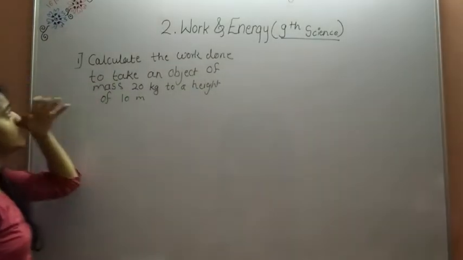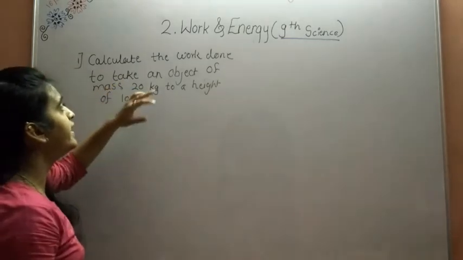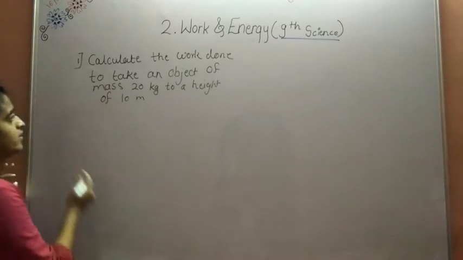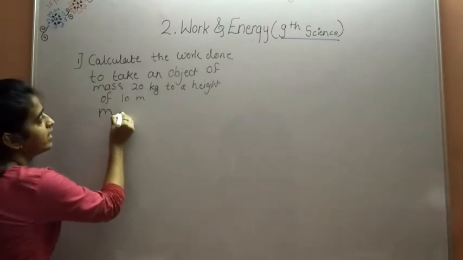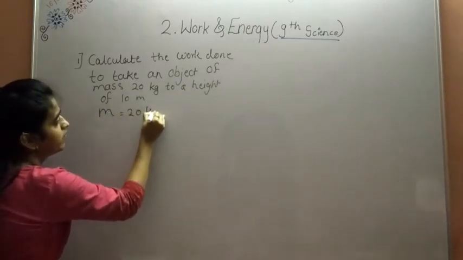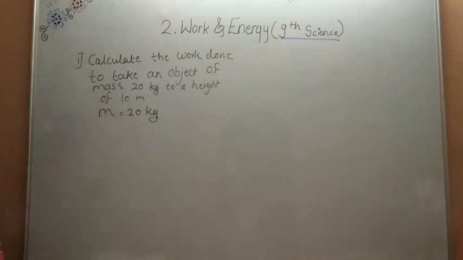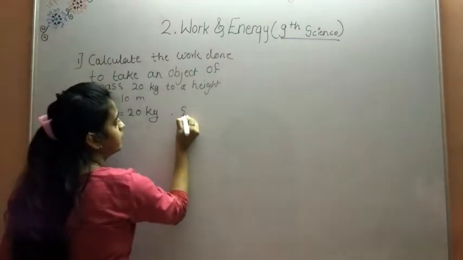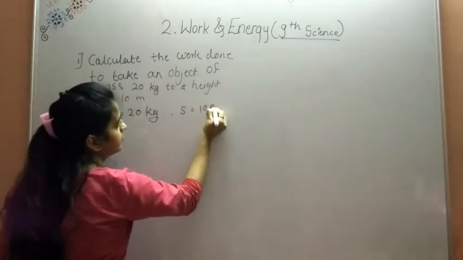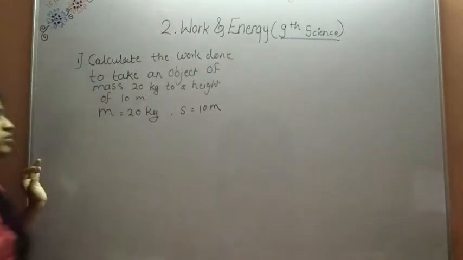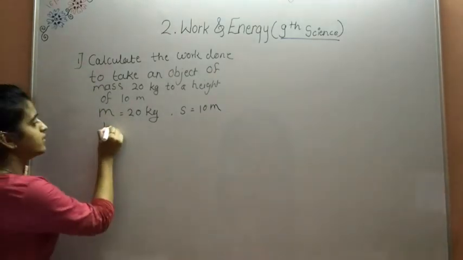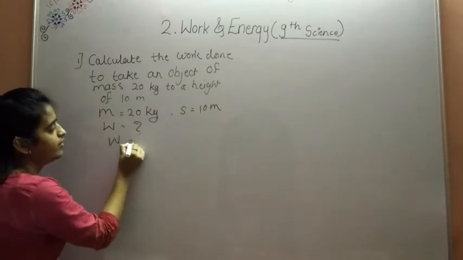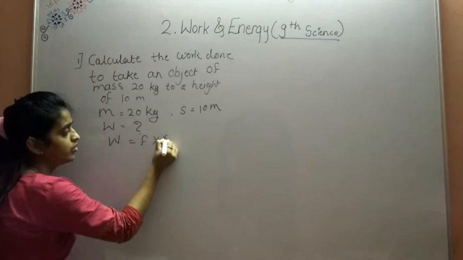Next, we see the example. Calculate the work done to take an object of mass 20 kilogram to a height of 10 meter. So here mass m is 20 kilogram, and height means displacement, which is equal to 10 meter. And calculate the work done means W. So the formula: W is equal to force into displacement.